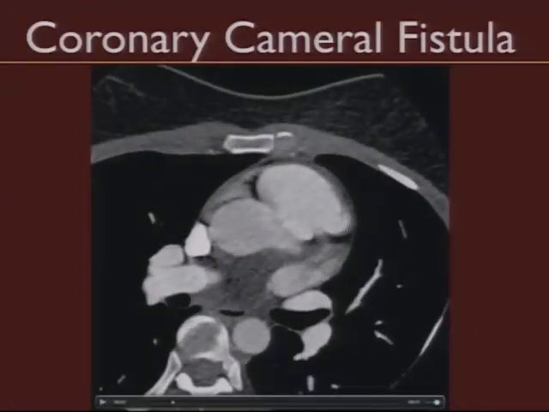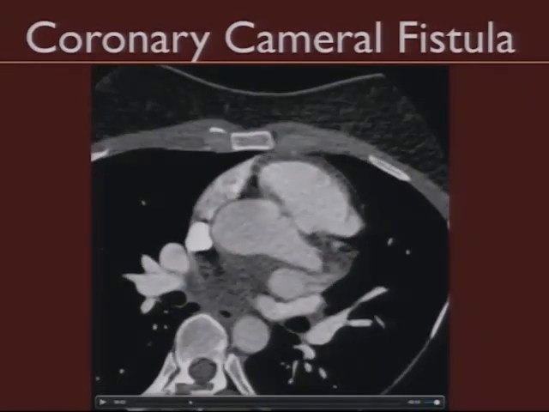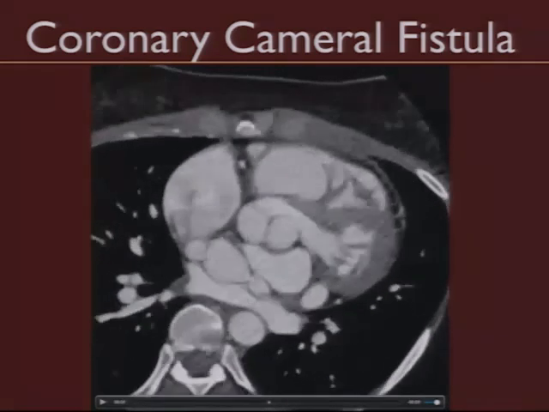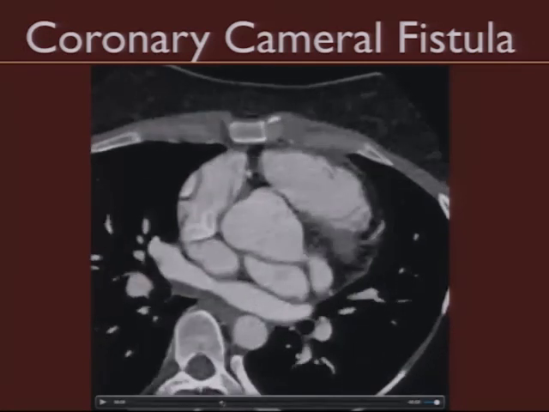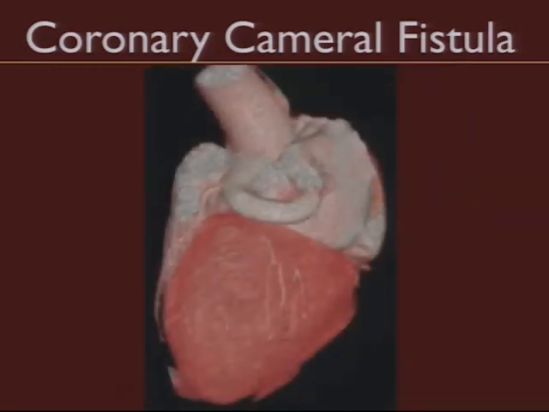Here's a coronary cameral fistula, so a fistula from the coronary sinus to a heart chamber. You can see that the origin of the left coronary, in particular the left circumflex, is very, very large. It's actually very tortuous and dilated. It's coming back here behind the aorta and superior to the left atrium, and actually makes a connection here to the right atrium. And here's just a 3D volume of that nice big dilated vessel.